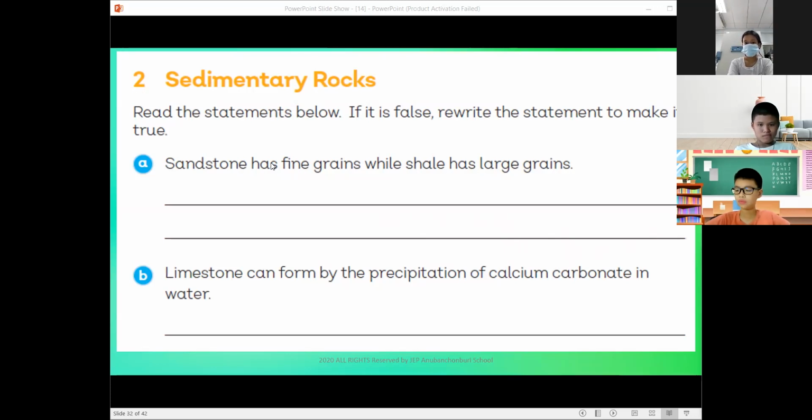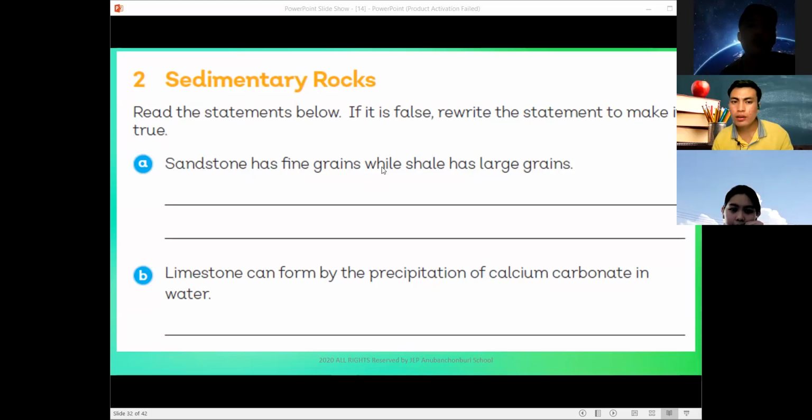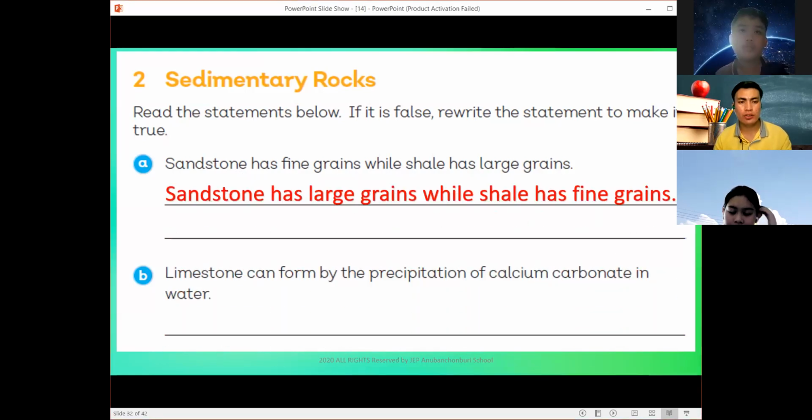Sandstone has large grains, while shale has fine grains. Perfect, perfect. Sandstone has large grains while shale has fine grains. Thank you. Next sentence, sentence B.